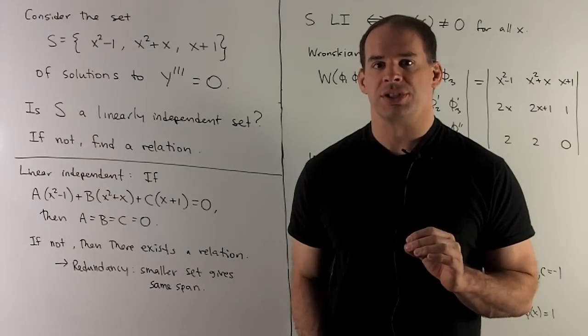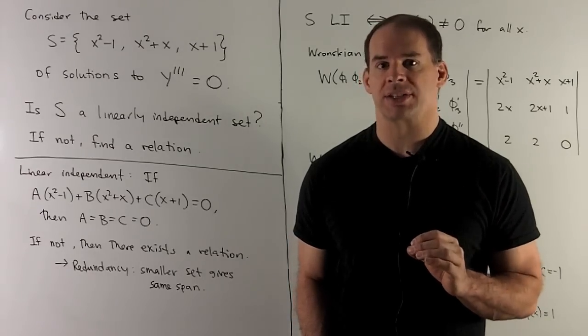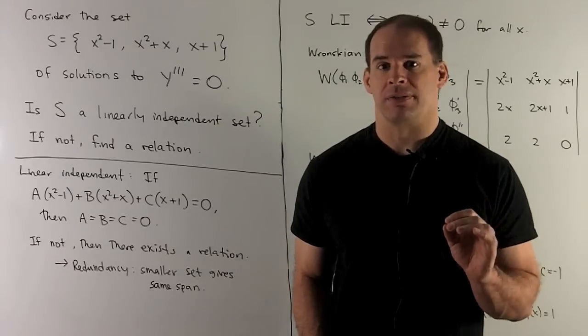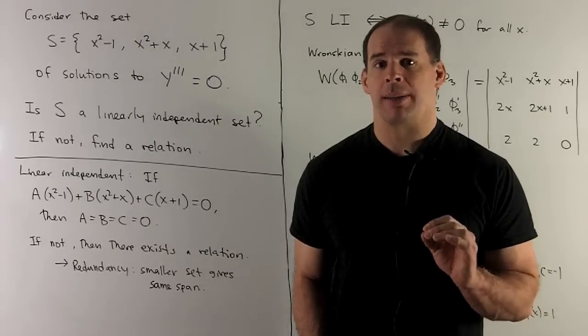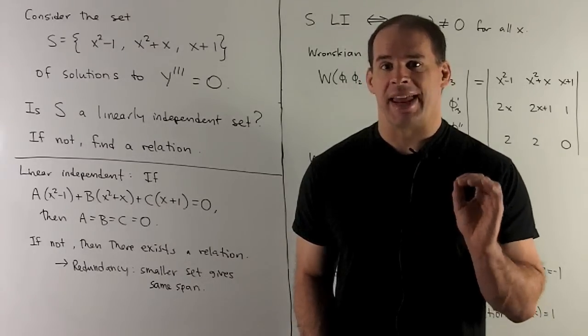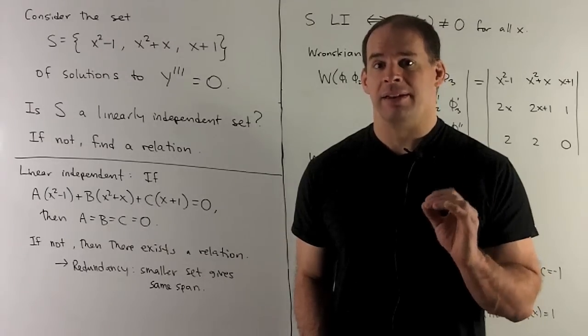Consider the set of functions S equal to x squared minus 1, x squared plus x, x plus 1. These are all solutions to the differential equation y triple prime equals 0. First, is the set S linearly independent? If not, then find a relation.